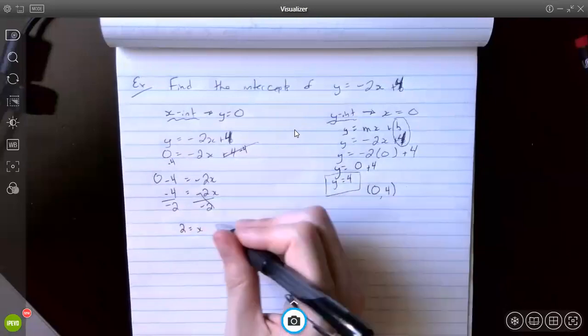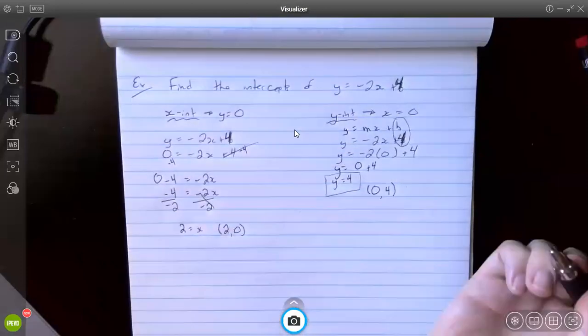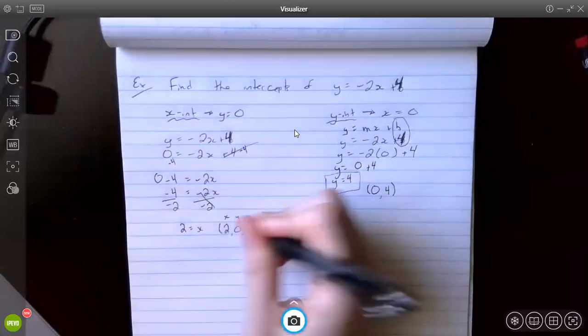So my coordinate there would be (2, 0). Okay, because remember it's always x, y, x, y.